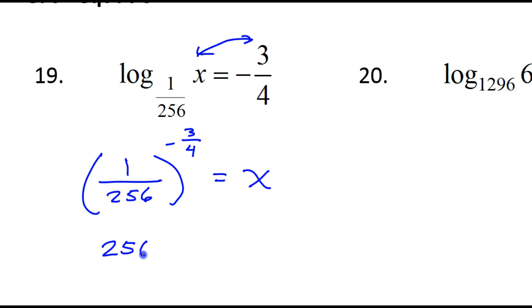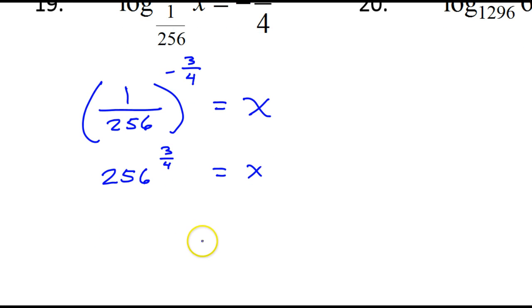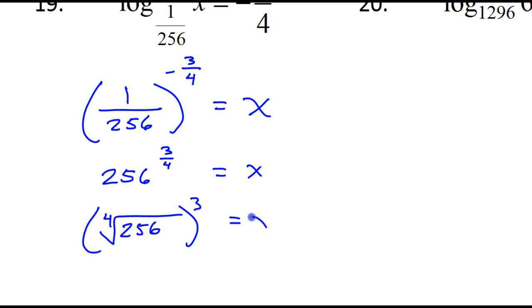All right, so the reciprocal is just 256. And then this will now be a positive 3/4 power. So it's just a matter of evaluating this. Well, when you have a fractional power, what you really are looking at is power over root. Power over root. So the 4 is the root, so that means that what we're really looking at is the 4th root of 256. And then 3 is the power, so that would be the 3rd power.